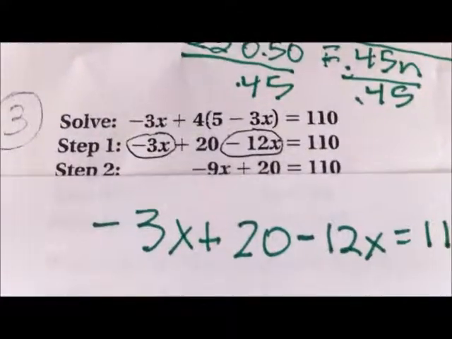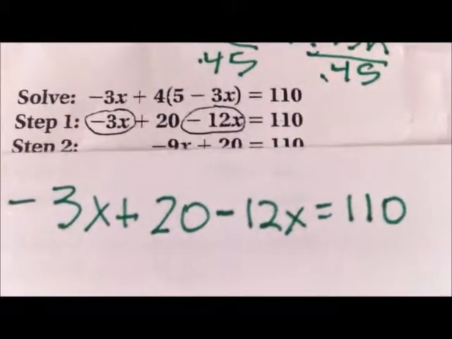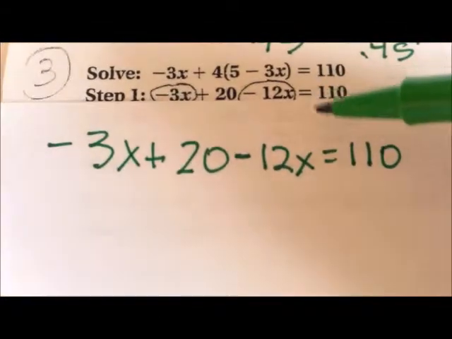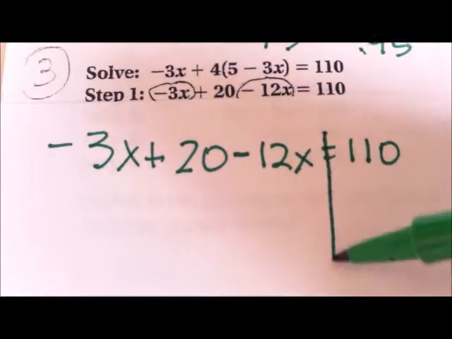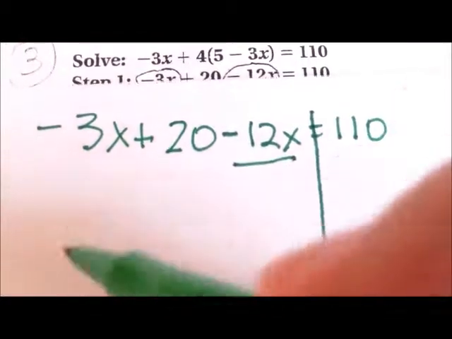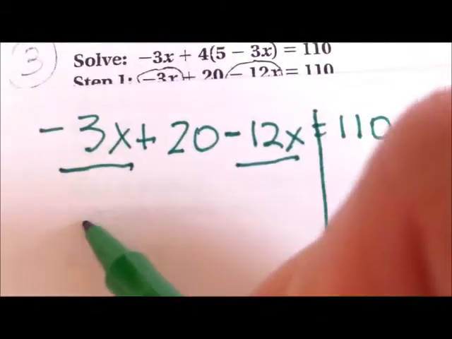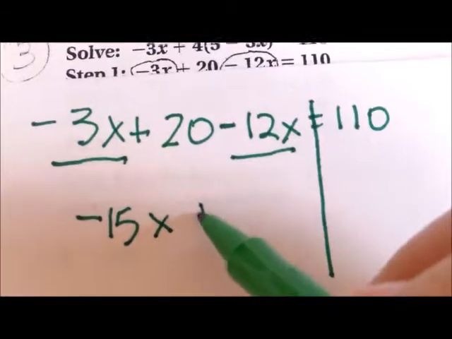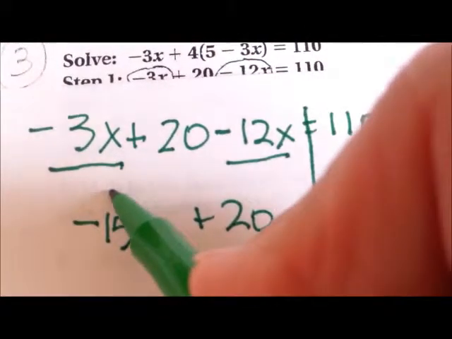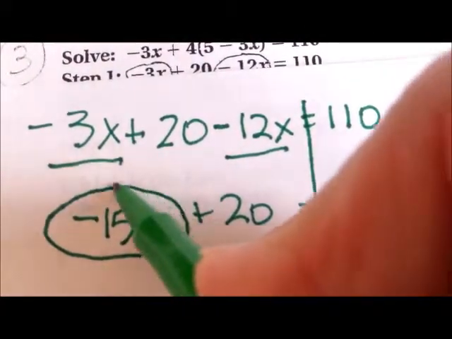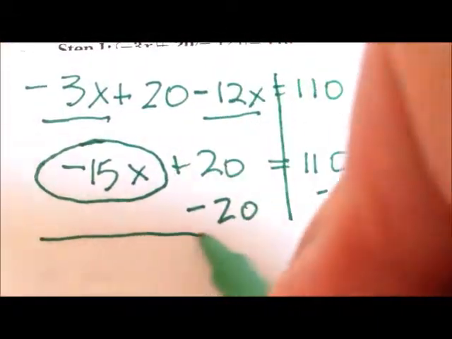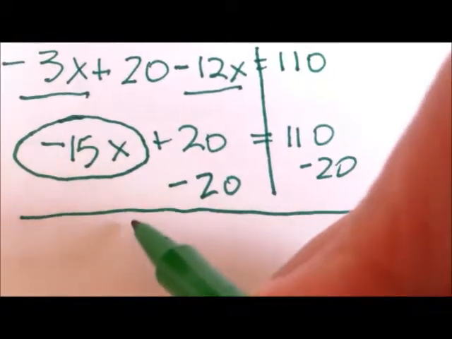Let's see what they got. Negative 3x plus 20 minus 12x equals 110. Looks like step 1 is good. Now, the next thing I would do is combine like terms. And I have 12 negative x's, and I have 3 negative x's. And if I combine those all, I have 15 negative x's plus 20, and that equals 110. And now I want to get this term alone because it contains my variable, so I'm going to subtract 20, and I'm going to get negative 15x equals 90.